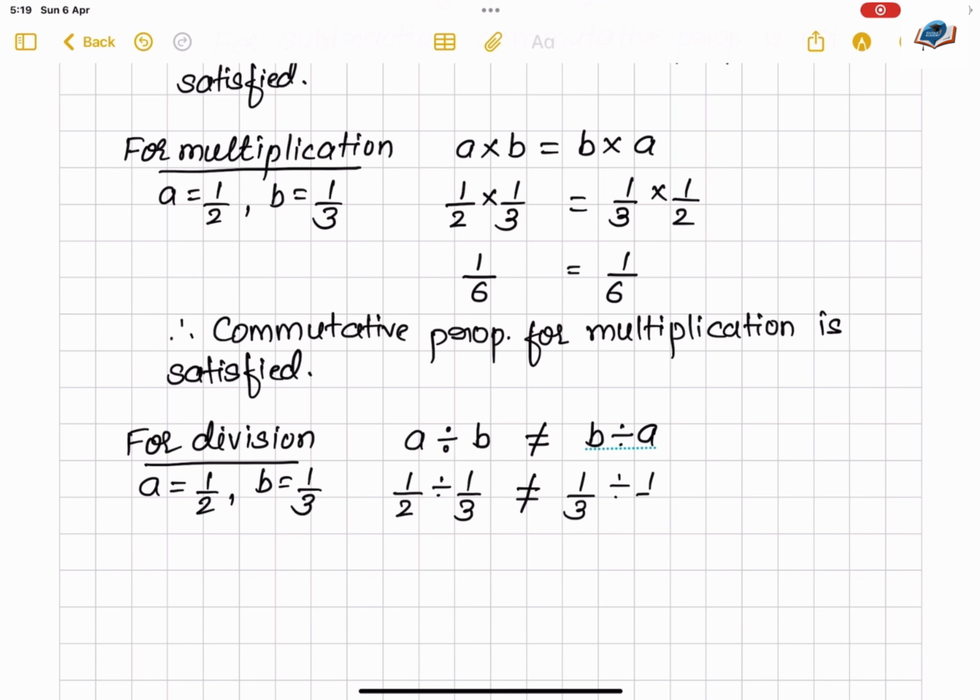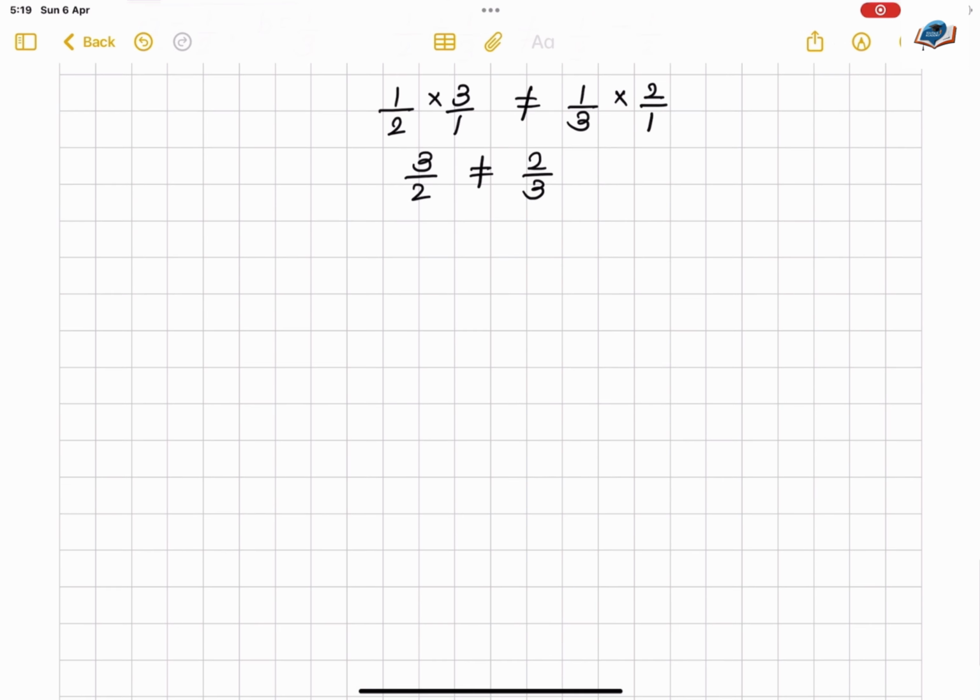So 1 upon 2, either I divide or multiply with the reciprocal. So 1 upon 2 into 3 upon 1, and 1 upon 3 multiplied by the reciprocal. So here I am getting 3 upon 2, which is not equal to 2 upon 3. So commutative property for division is not satisfied.